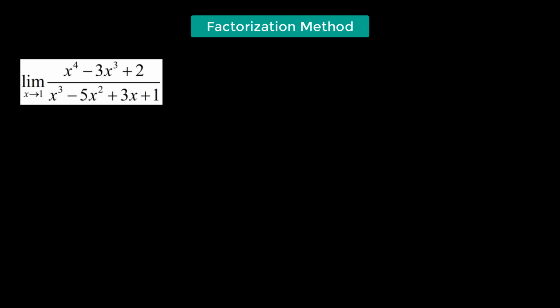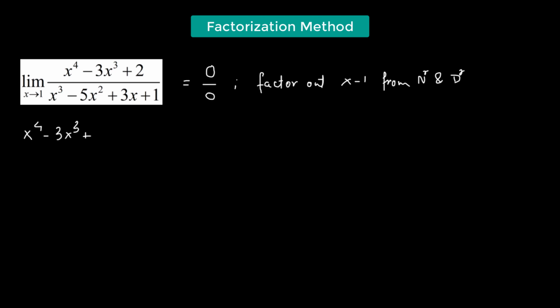So here we have a rational function, which is a biquadratic polynomial divided by a cubic polynomial. So we have to find the limiting value of this given function when x approaches 1. So when we substitute the value of 1, we will get an indeterminate form, which is 0 over 0. So this means we need to factor out x minus 1 from both the numerator and the denominator. So let us begin by dividing the biquadratic polynomial by x minus 1. So we are going to perform a synthetic division.